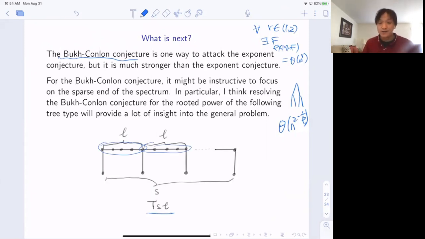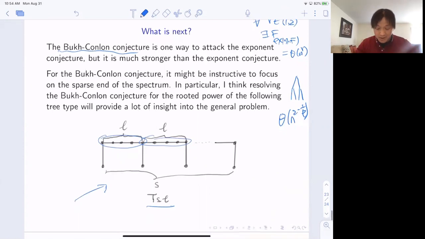So if we can understand how to solve this, then I think it will provide a lot of insight into the general problem. And the reason is that for larger density, you can think of just adding one leg to each vertex to bump up the density. And I think there is some way to reduce to this case. So that's just my personal feeling. And also for very sparse graphs, we don't have very good tools. So I think it's a nice focal point for future work.